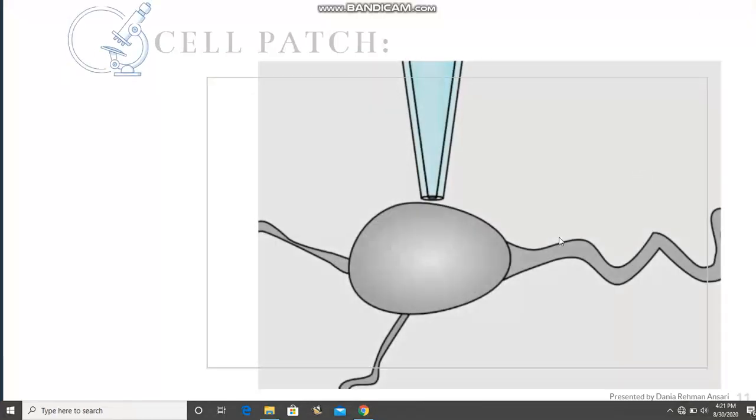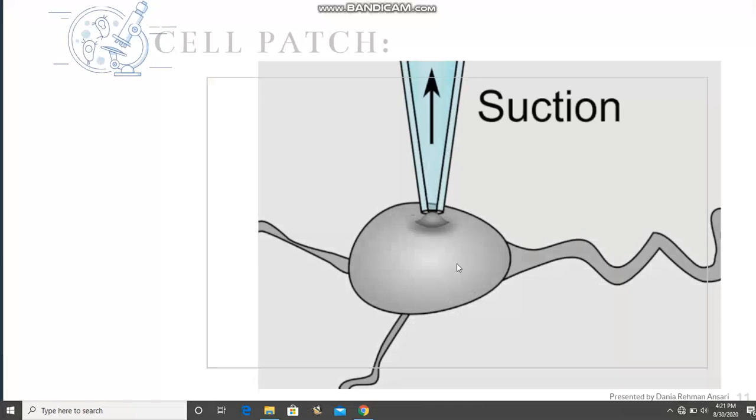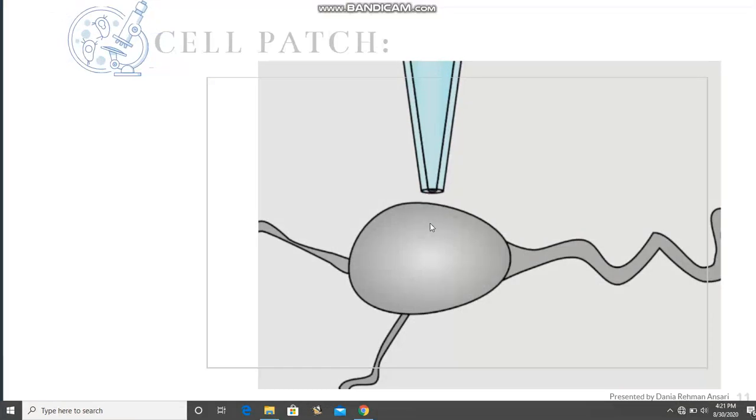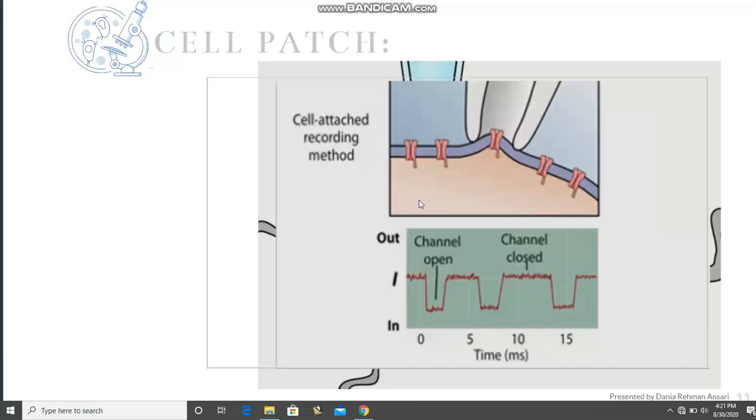How to patch a cell? By applying the micropipette on the cell surface with mild suction, the tight giga-ohm seal is created.